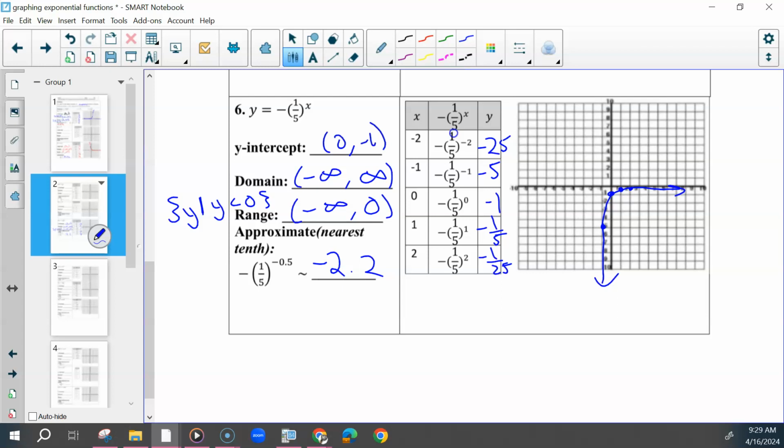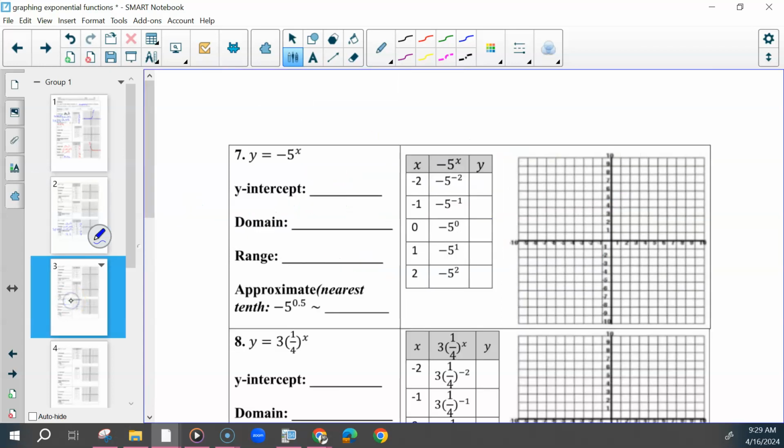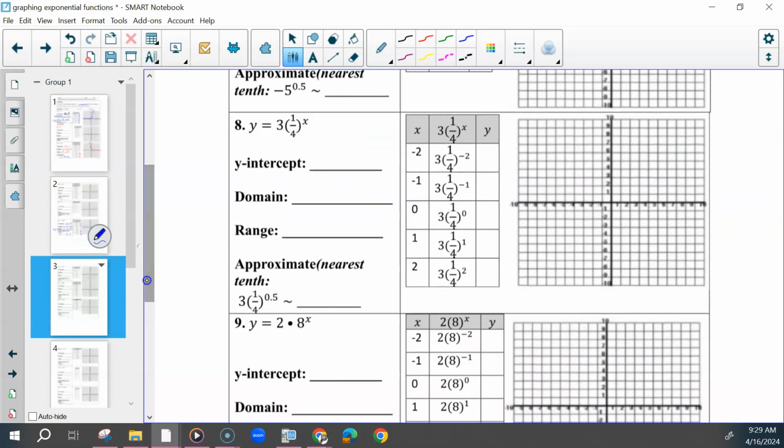Alright, we're going to skip to number 8. Now we've changed our a value again, and we're going to see how that affects it. So same as before, take our 1/4, raise it to the negative second, so we can base flip it, make the exponent positive, then multiply by 3. What would that give us?